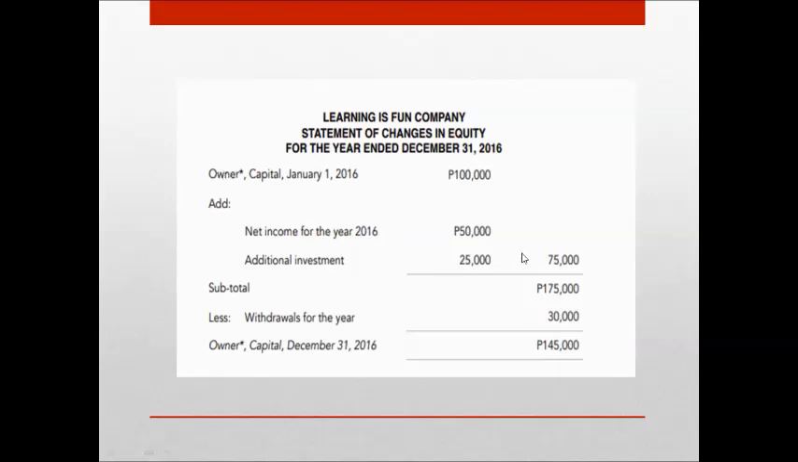Now, let's say for example, tapos na ang year 2016, magpe-prepare na tayo ng 2017 na statement natin. So ano kaya ang magiging amount ng capital natin for the beginning of the year? Anyone? Siyempre, nakapag-prepare na tayo ng statement natin ng 2016. 2017 na tayo. We need to prepare our 2017 statement na. Ano kaya ang magiging amount ng beginning capital natin? Anyone? Or no one?